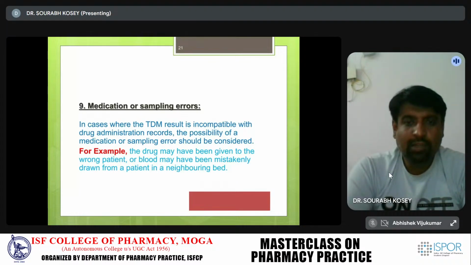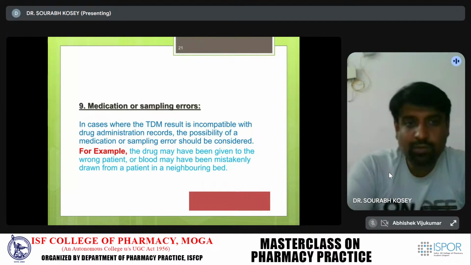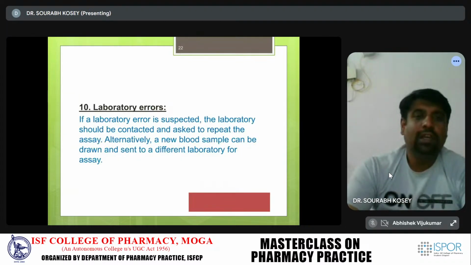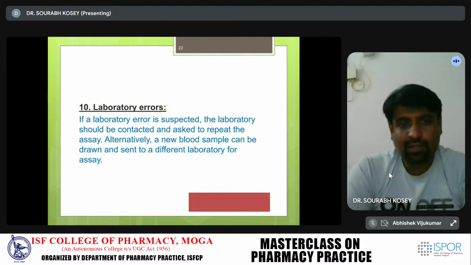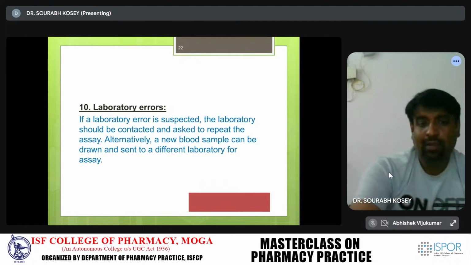The drug may have been given to the wrong patient or blood mistakenly. So this is due to medication errors or sampling errors. In laboratory errors, samples may be repeated for the assay, or a new sample can be drawn for assay.